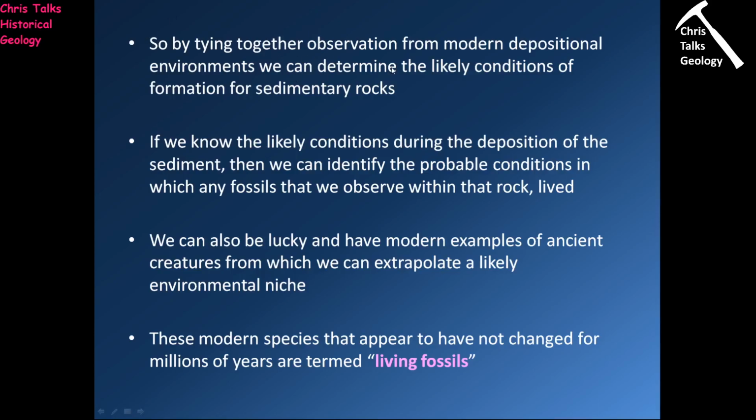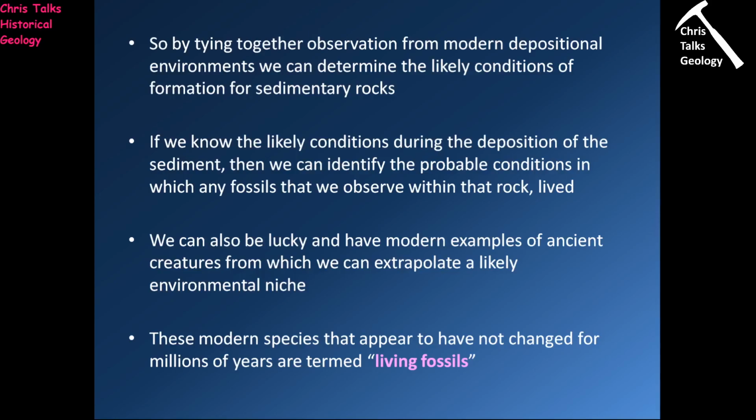So, by tying together observations from modern depositional environments, we can determine the likely conditions of formation for sedimentary rocks. Sedimentary geologists will go out to every depositional environment they can think of, and while they're there, they'll look at the different things going on. They'll look at the type of sediment: what's the clast size, how well rounded and how well sorted are the clasts, and what are the clasts made from. Then they'll look at things like textures. Are there ripples? Are there mud cracks? Are there indicators of what's called unidirectional flow, so material is moving in just one direction, like a river?